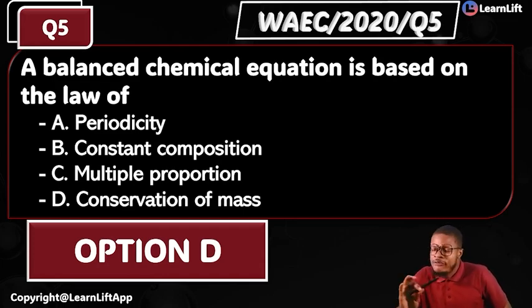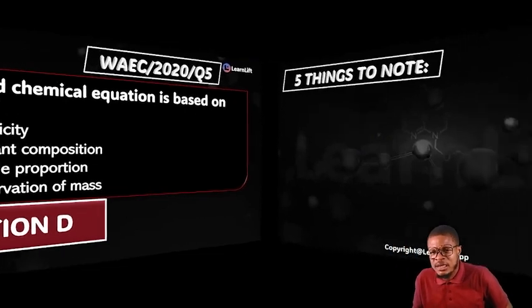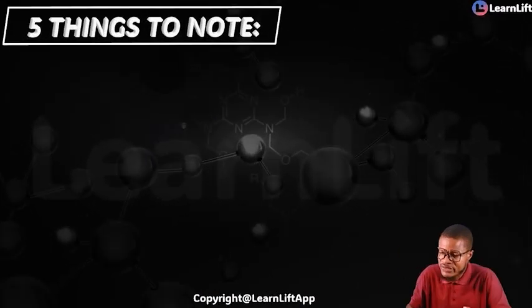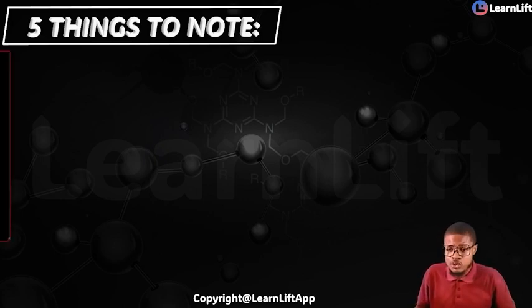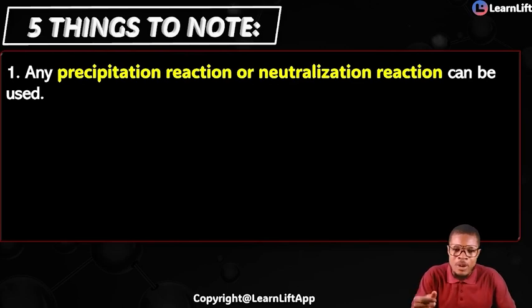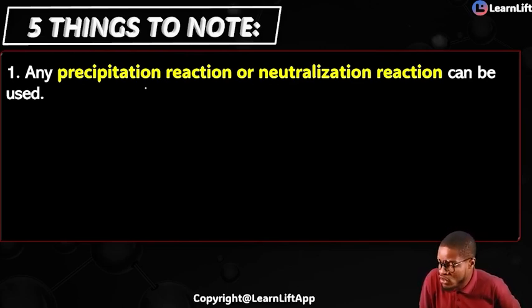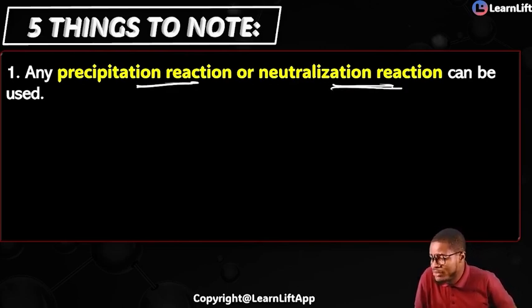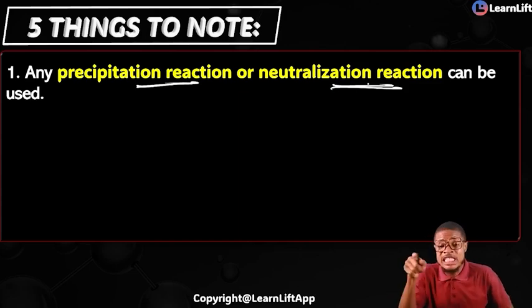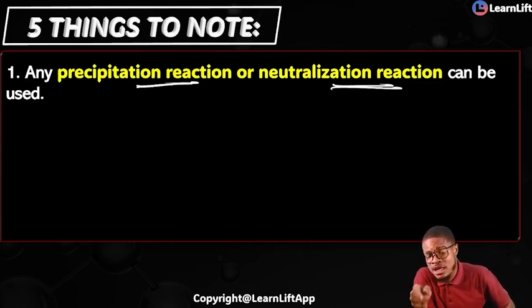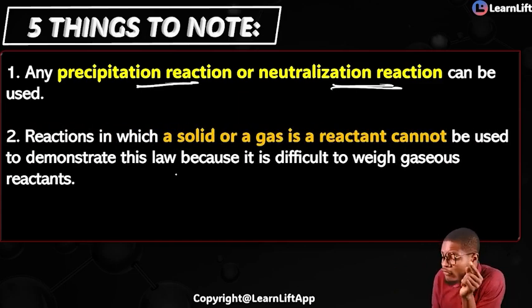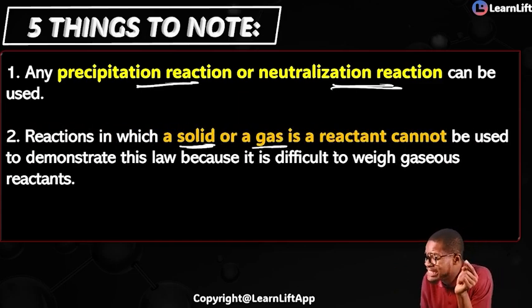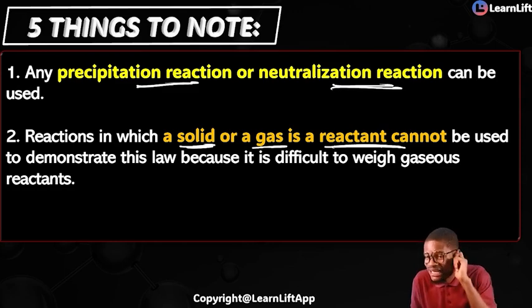Follow me very quickly. If you understand this very, very fast with me, I'd like you to know the 5 things about the law of conservation of mass or the law of conservation of matter that I'm giving to you. What are the 5 things? Number 1, any precipitation reaction or neutralization reaction can be used to explain the law of conservation of mass or the law of conservation of what? Matter.